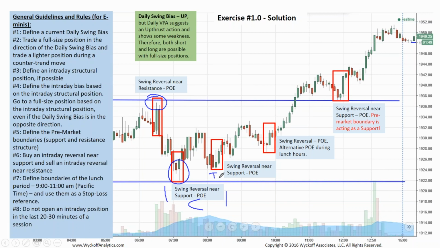Here we are opening the position after the test with the daily swing bias to the upside. So all of our trades are going to be to the upside rather than to the downside on this day. And note how we are profiting from this definition of the bias and definition of the structure when we combine both of them.